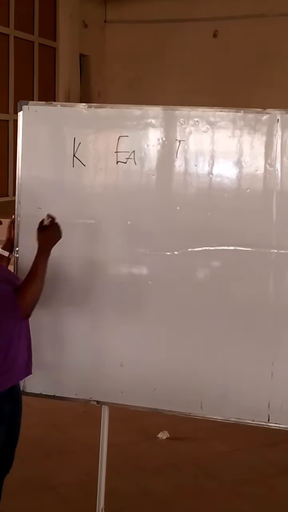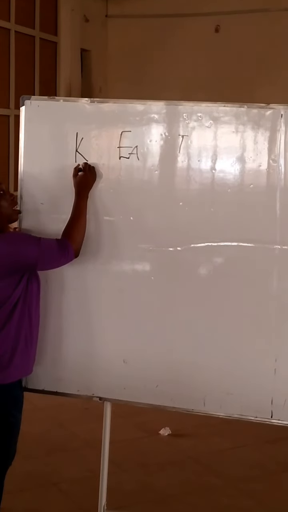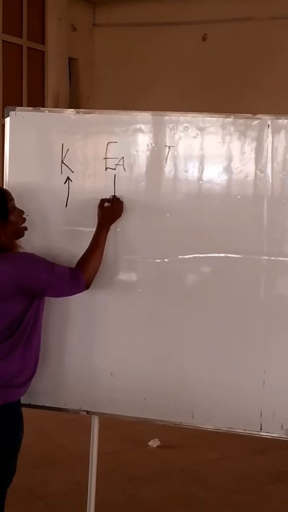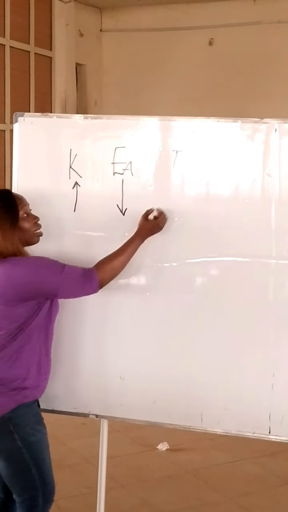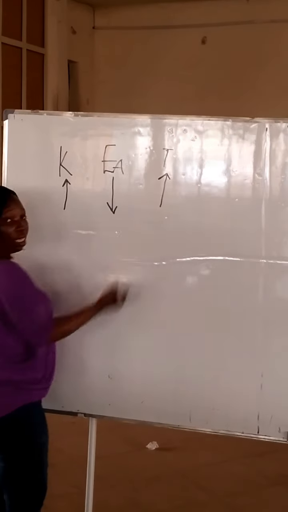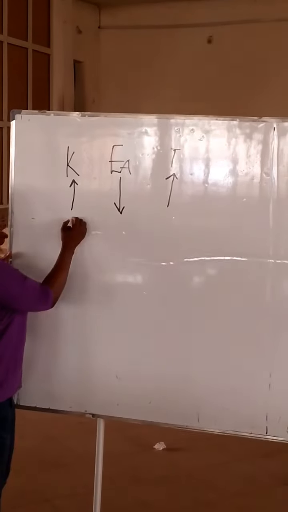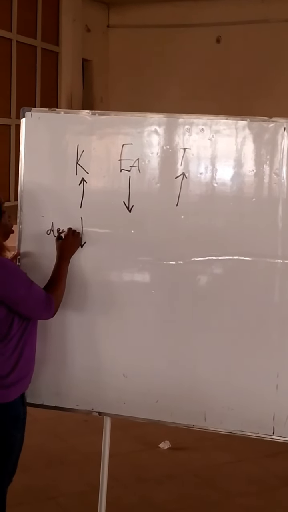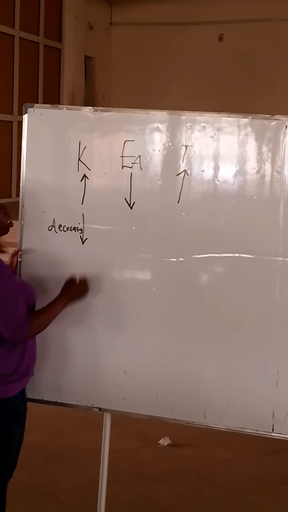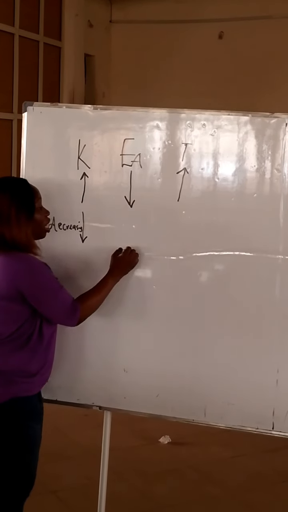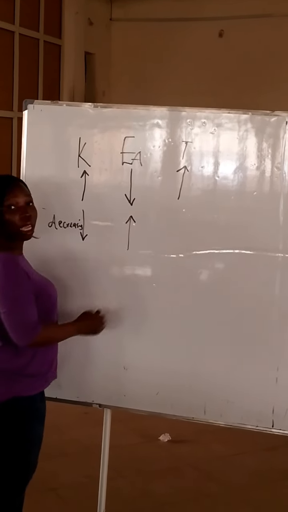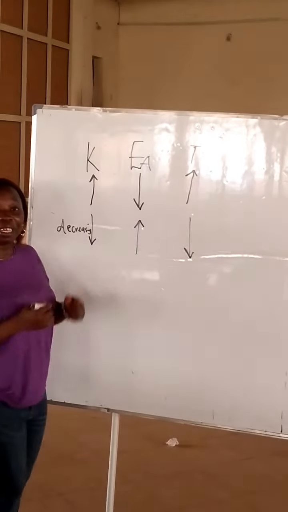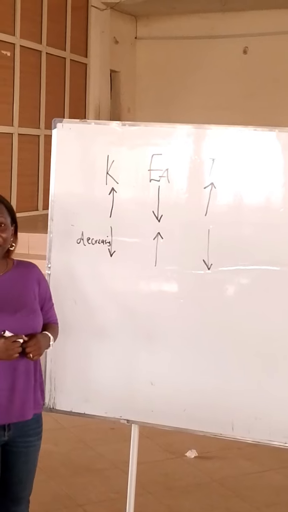And I said, if k is increasing, activation energy will decrease and temperature will increase. If k is decreasing, the activation energy will increase and T will decrease. That summarizes the Arrhenius equation.